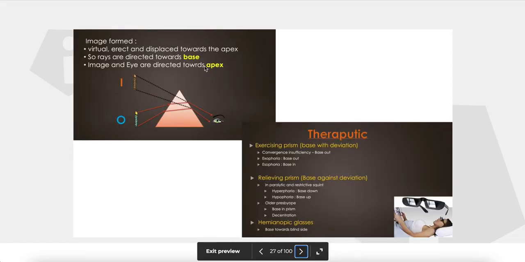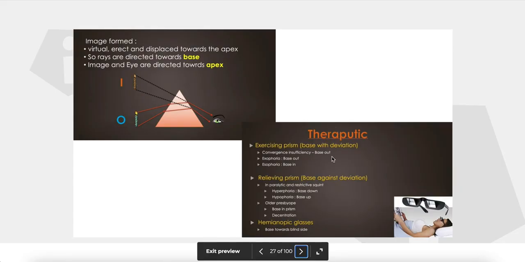The image formed by the prism has some characters. It will be virtual, erect, and displaced toward the apex, while the rays are displaced toward the base. As here you can see, the object light rays pass toward the eye by undergoing refraction of the prism. Then the eye will see the image of the object displaced toward the apex.